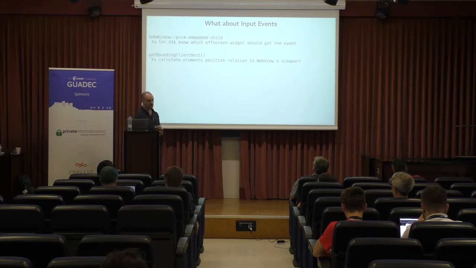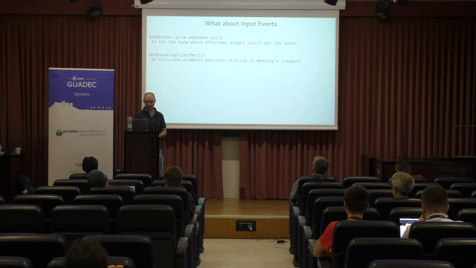So to know which widget I should send the event to, what I really need to know is the position relative to the WebView viewport, and that's calculated using JavaScript. There's really no good way to do it in a performant way. So what you have to do is call this function, getBoundingClientRect, which basically calculates the position of the element by going up the hierarchy of the DOM tree.